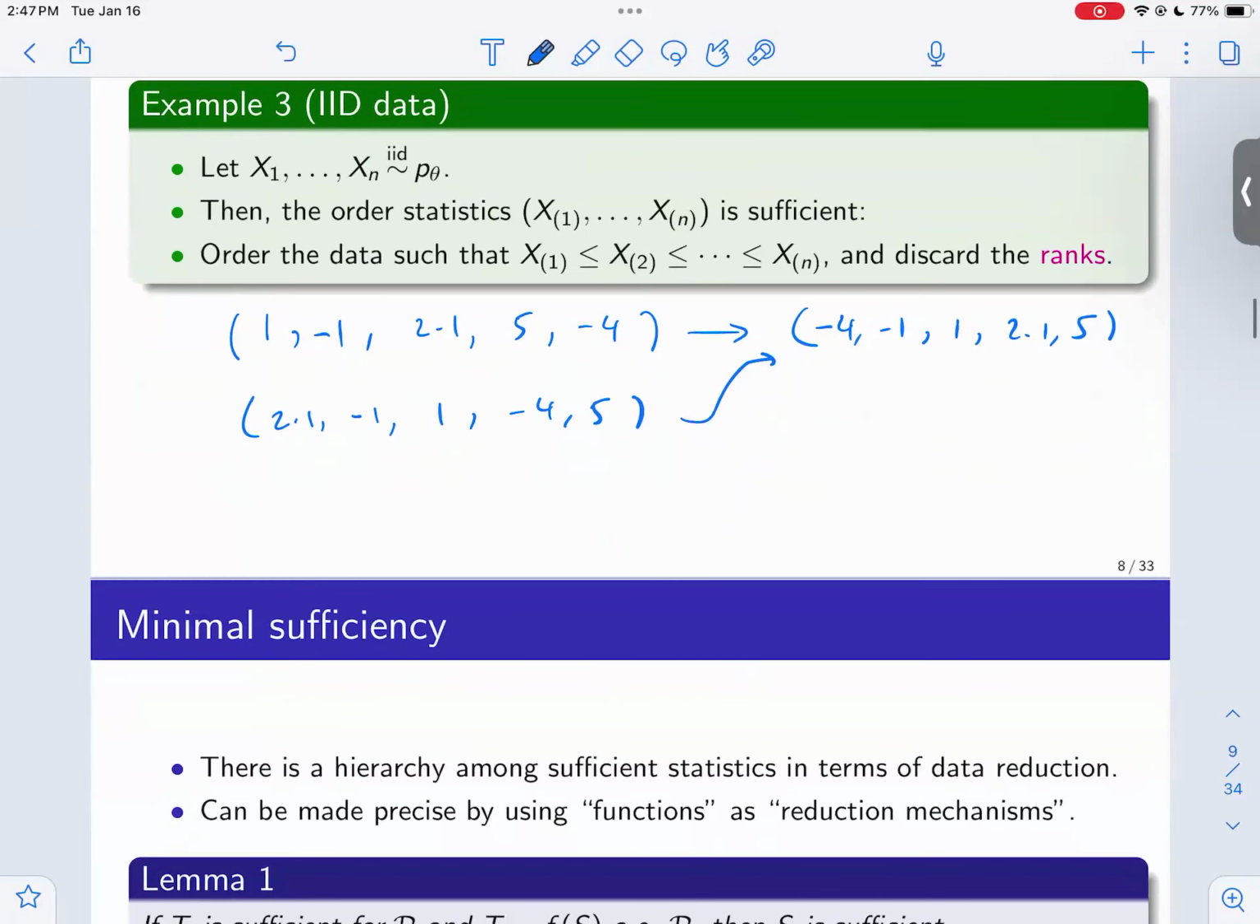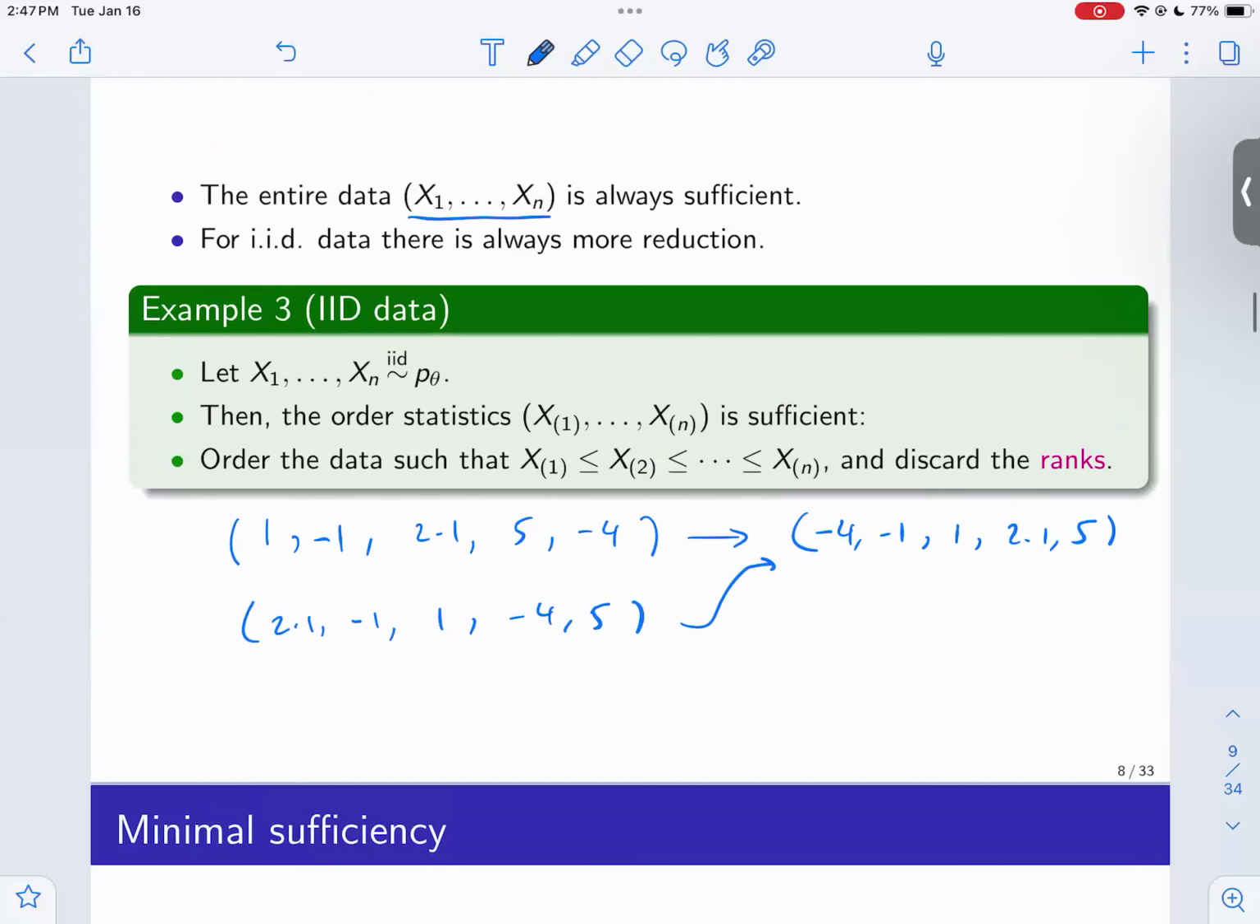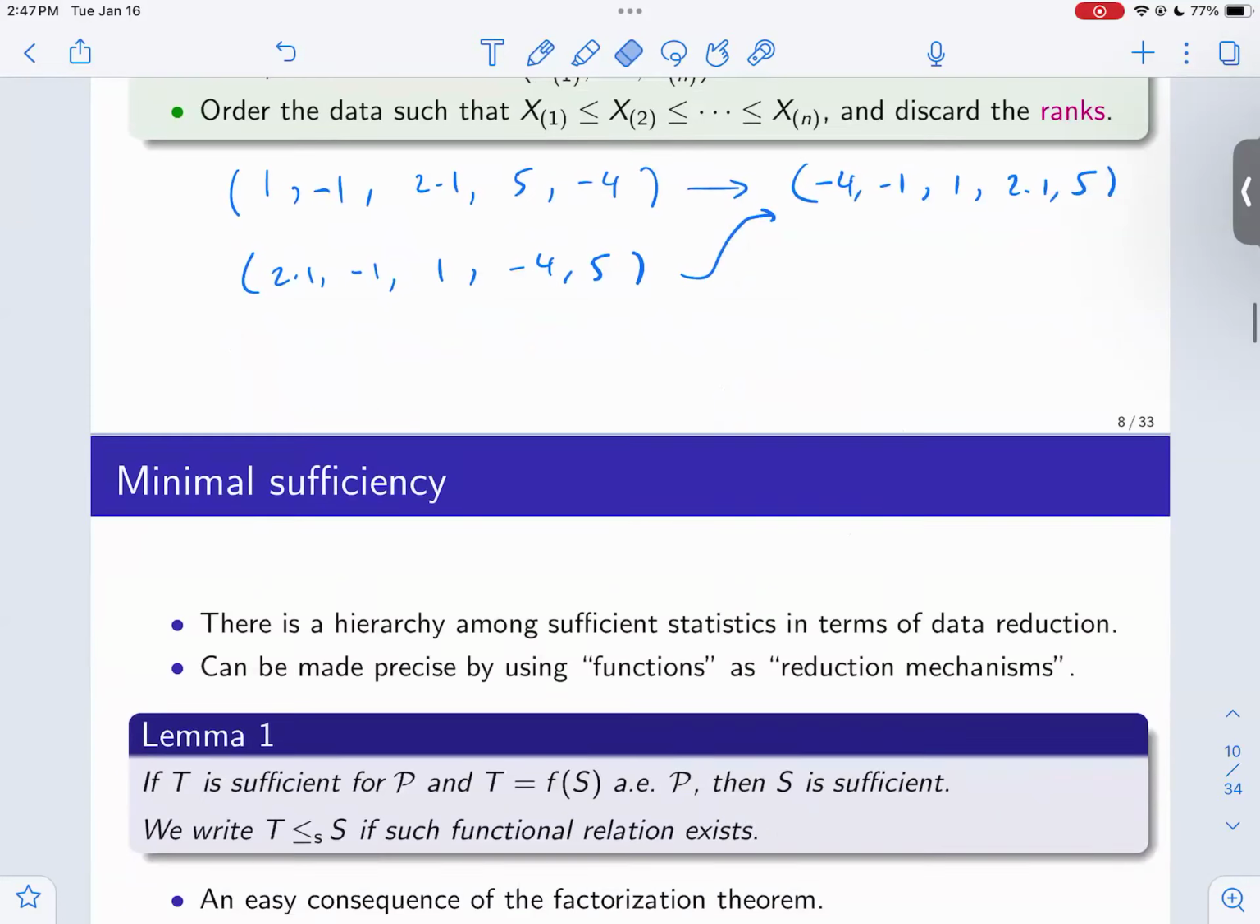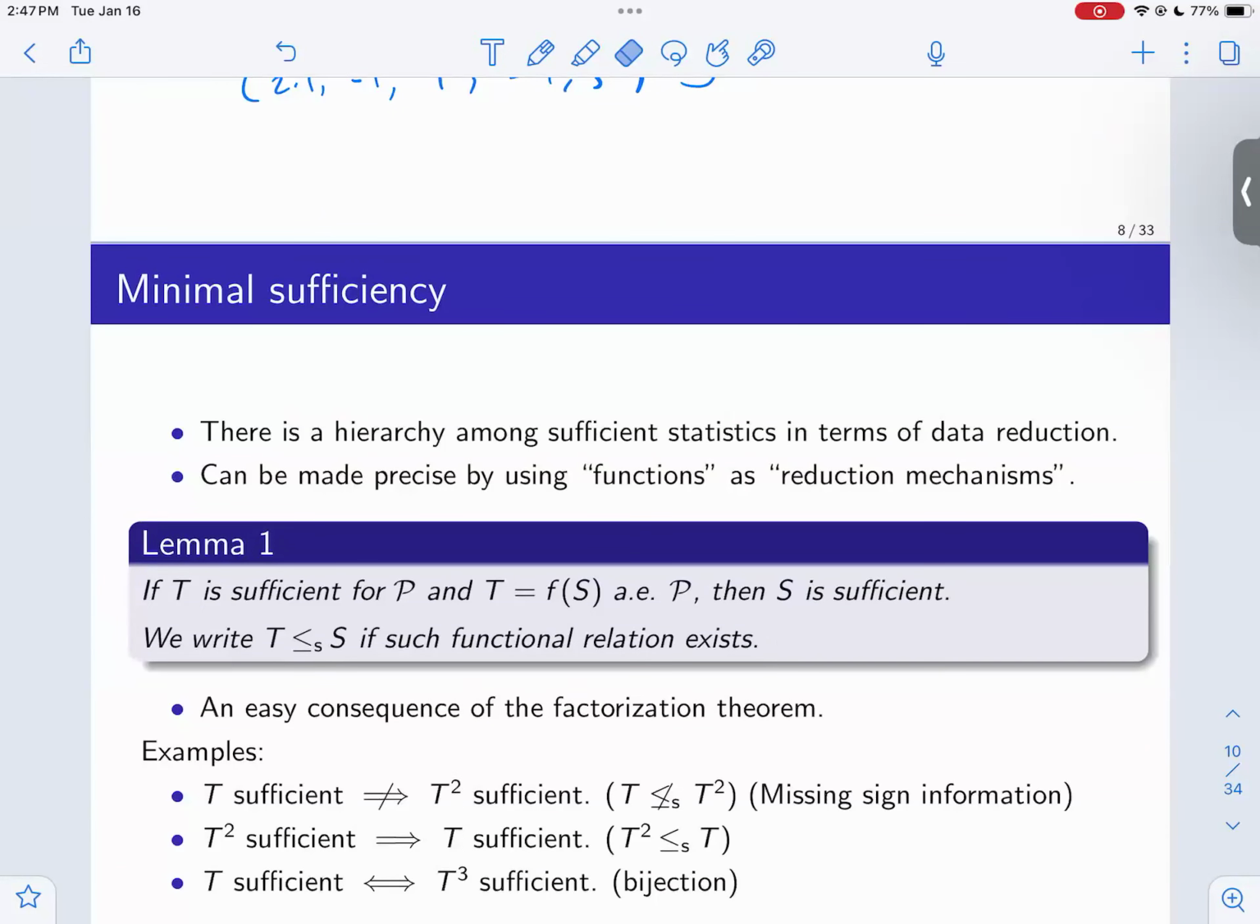So there's always a reduction. If there's always a reduction, then the question is, how far can we reduce? Whenever you can reduce, the question is whether there's a bottom line, and if there is, we would like to stop there. Just saying I have a sufficient statistic is not good enough, because the entire data is sufficient. The question is, can we say something is minimally sufficient? And it's really the next idea.